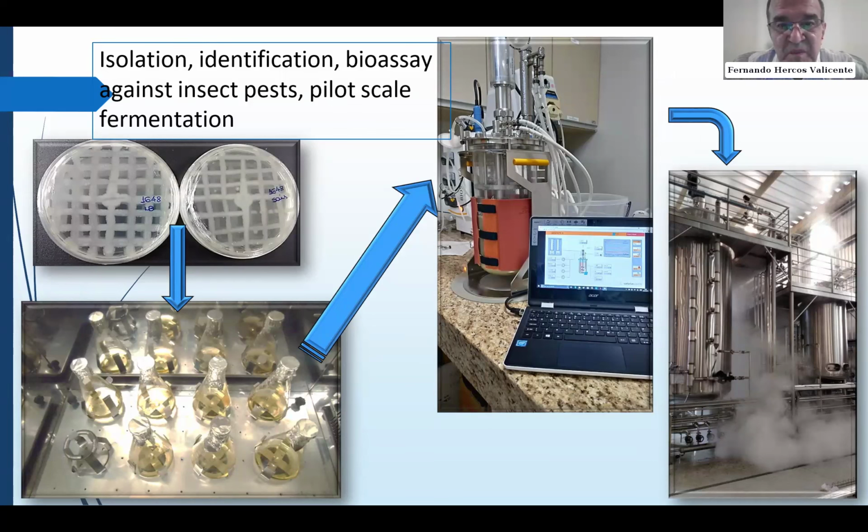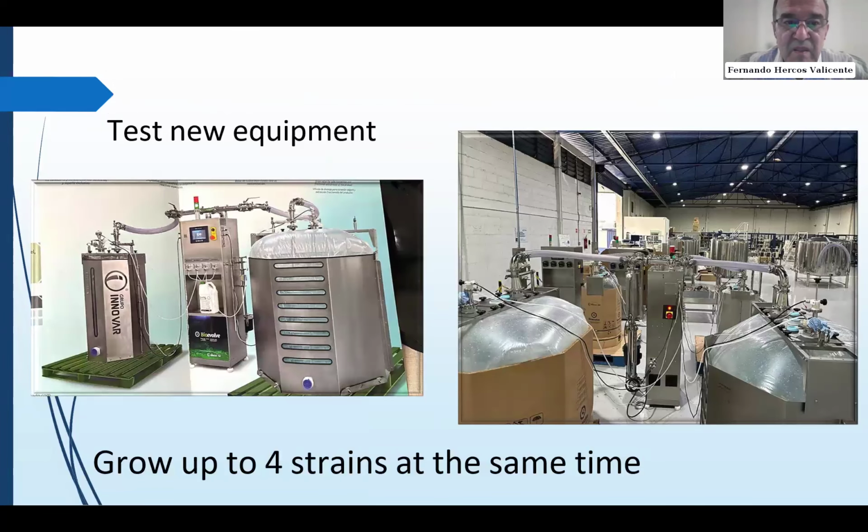Next, please. So we are trying new equipment. These huge bags let you grow up to 4 strains at the same time. They are graphene plastic bags, and they are sterile, so you can control them with a computer, and they do not contaminate, and everything is sterile. We are going to start that in March 25, like next year.